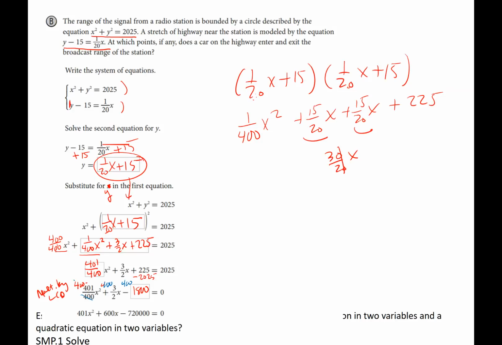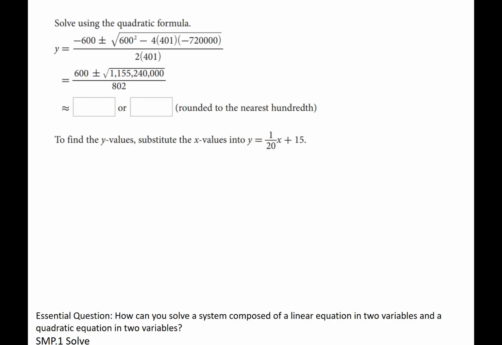So when we do that, these 400s cancel. I just get 401. 2 goes into 400 200 times, so 200 times 3 is 600. And 400 times 1800 is 720,000. Okay, we're definitely not doing a magic X. So again, we would use the quadratic formula.